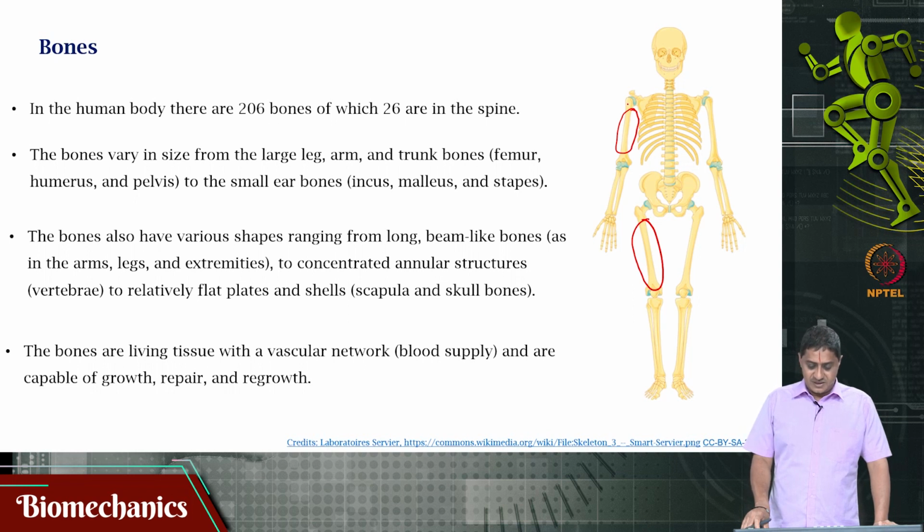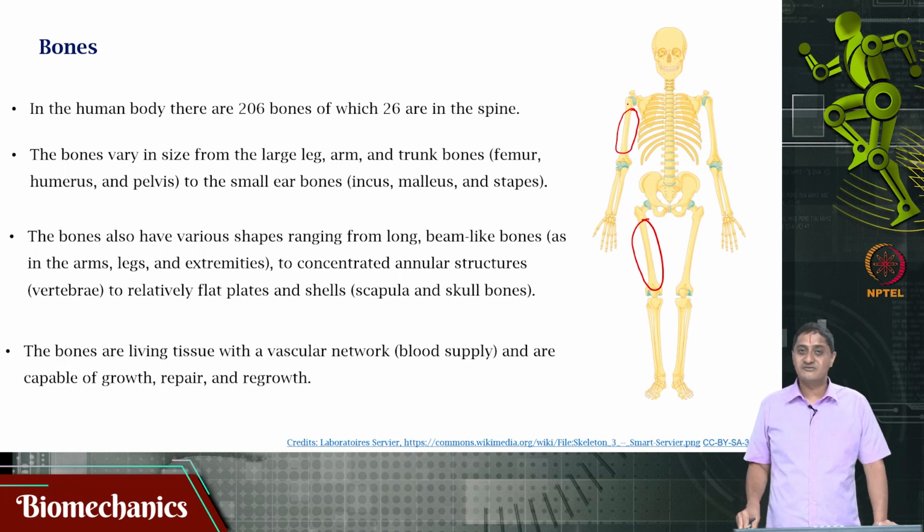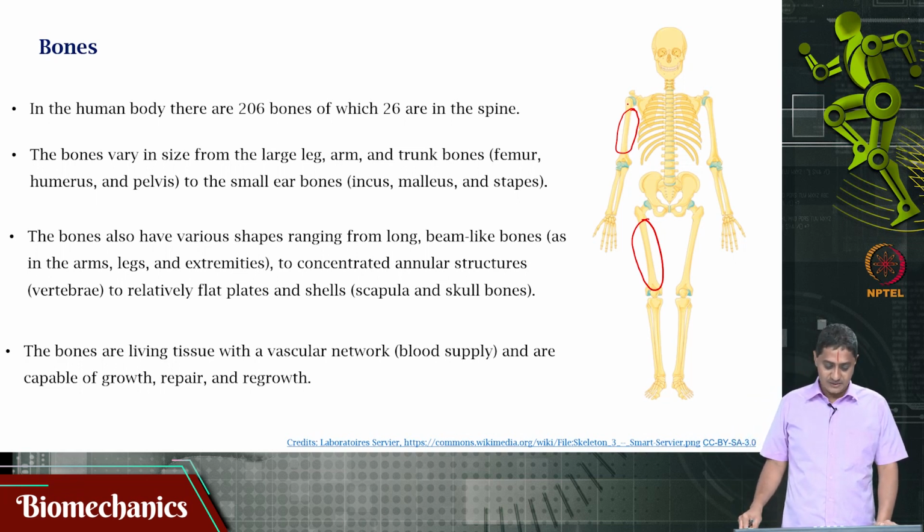Other shapes: beam-like bones, as in the arms and legs, we have discussed. Then annular structures, concentrated structures that have a hole in the middle, like the vertebra. We discussed the function of the vertebra. Their function is to pass the spinal cord, which is a bundle of nerves, safely through a strong bony structure so that those nerves are not damaged. This is a critical function of the vertebral column.